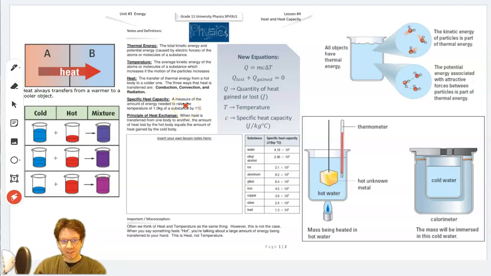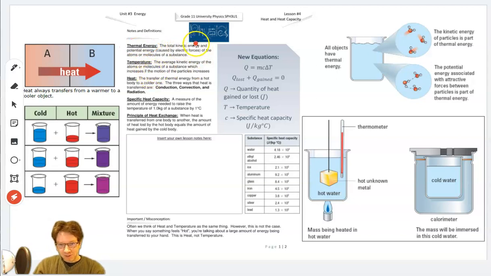So we're doing lesson number 4 of our energy unit, and we're going to start looking at heat and heat capacity. So I'm going to start by introducing a lot of new terms. Now these terms may be familiar because we use them a lot in English, just not necessarily correctly. Okay, so let's start with thermal energy.